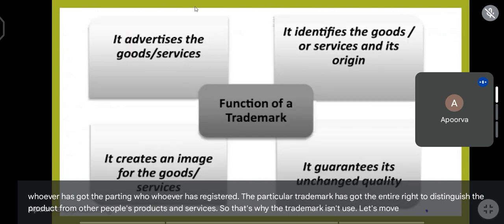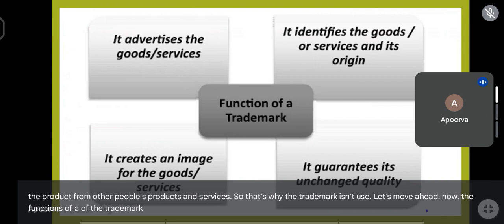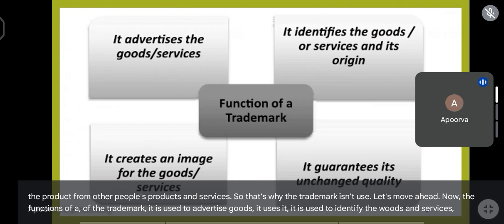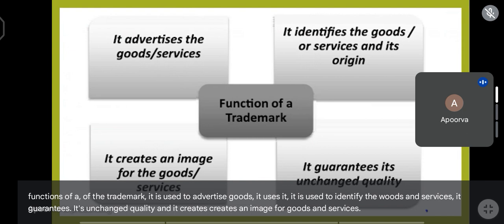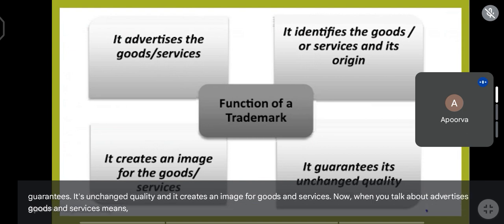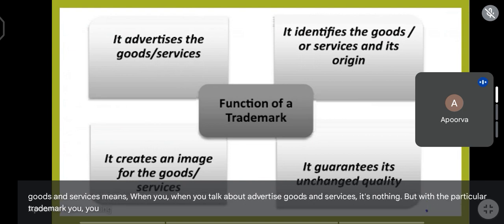Let's move ahead. Now, the functions of the trademark: it is used to advertise goods. It is used to identify the goods and services. It guarantees its unchanged quality, and it creates an image for goods and services. When you talk about advertising goods and services, it's nothing but with the particular trademark, you can advertise your products.